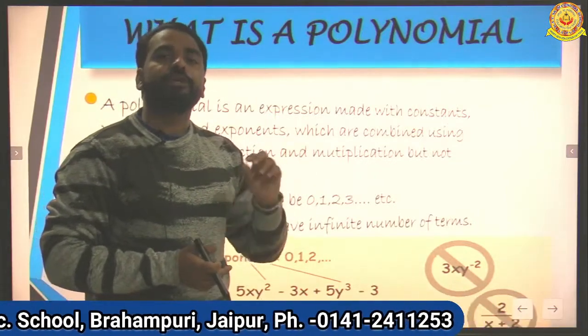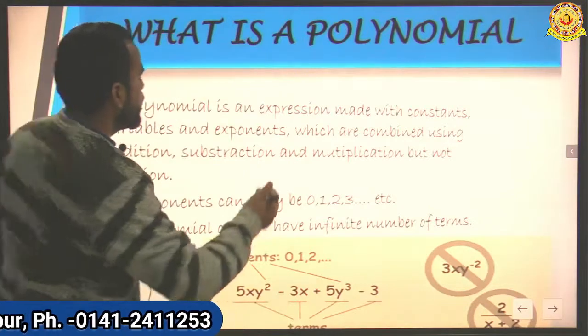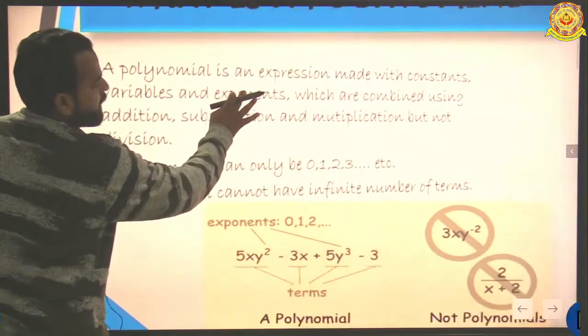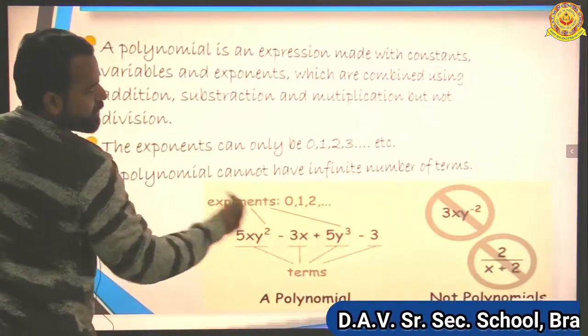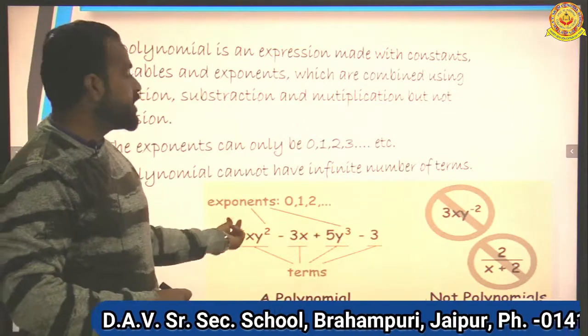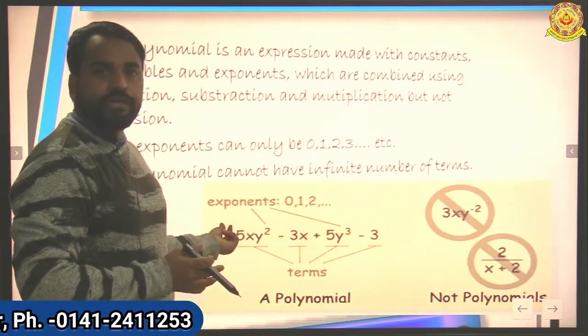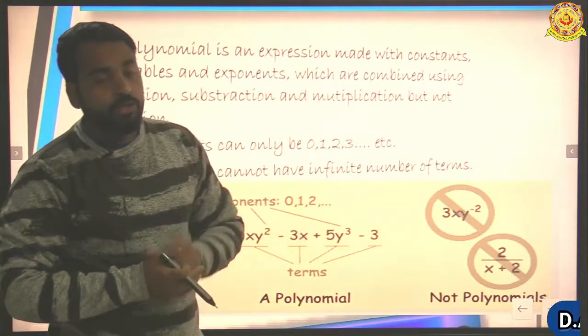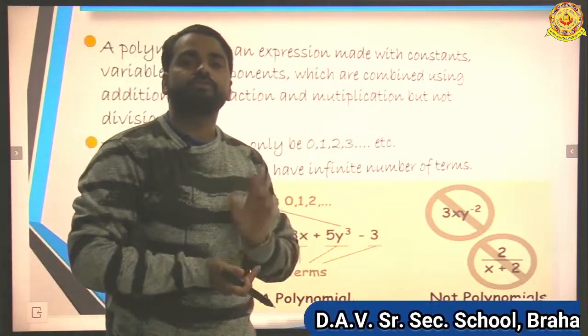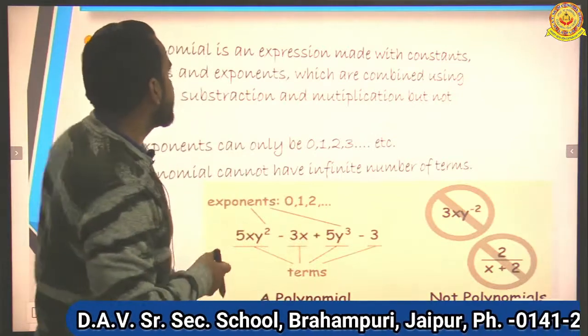If any particular value is there, for example 5xy square, that 5 is the numerical number, we call it the coefficient of xy square. So first let's study these polynomials and their types.